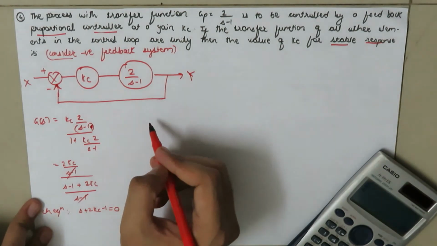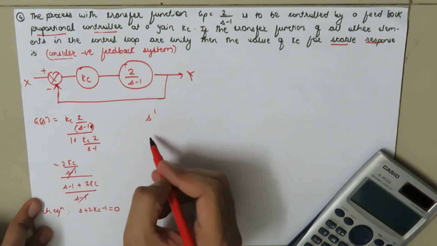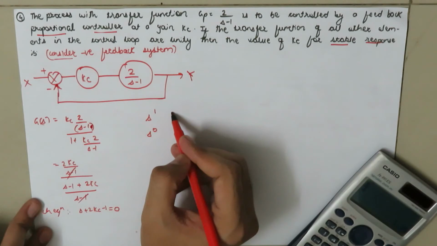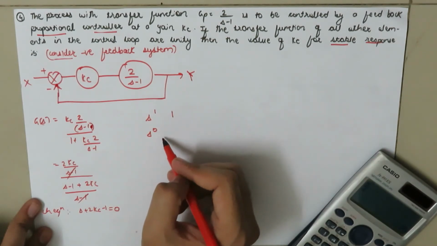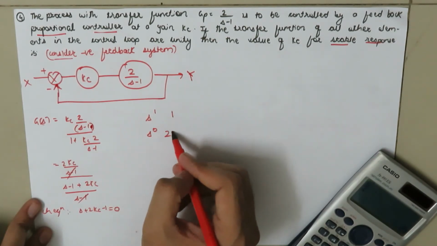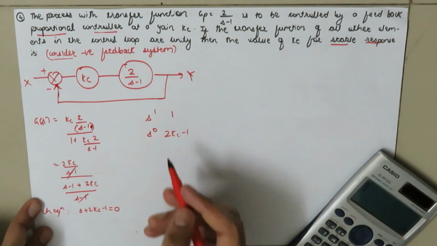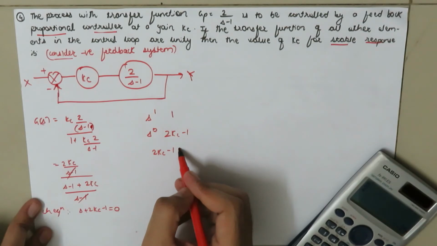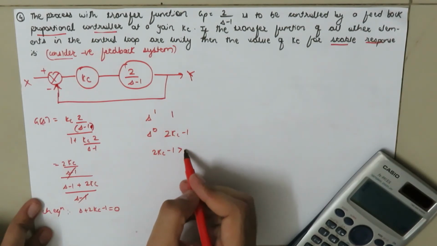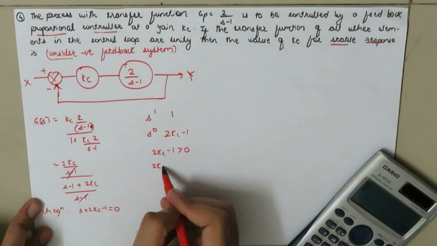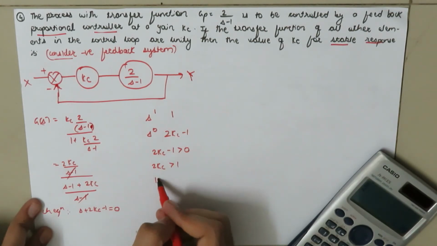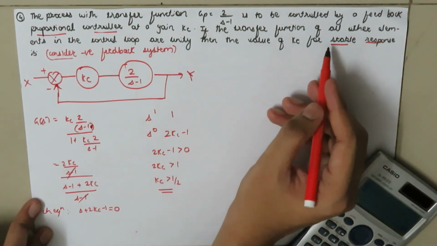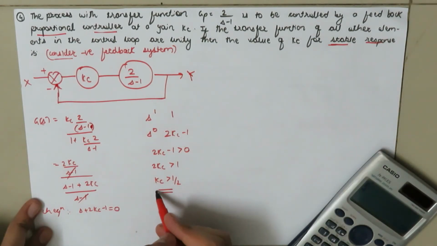And if we construct the Routh array for this one, s to the power 1 and s to the power 0, the coefficient of s to the power 1 is 1, and the coefficient of s to the power 0 is 2 Kc minus 1. For the stable system, 2 Kc minus 1 should be greater than 0. So 2 Kc should be greater than 1, so Kc must be greater than 1 by 2. So for the stable system, Kc should be greater than 1 by 2.